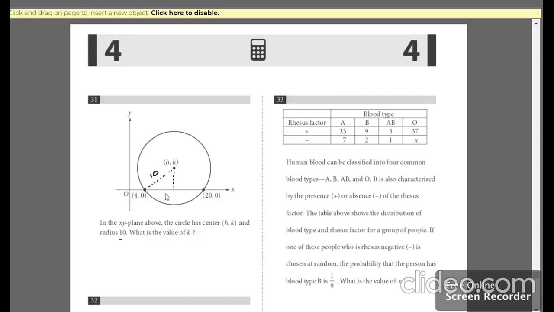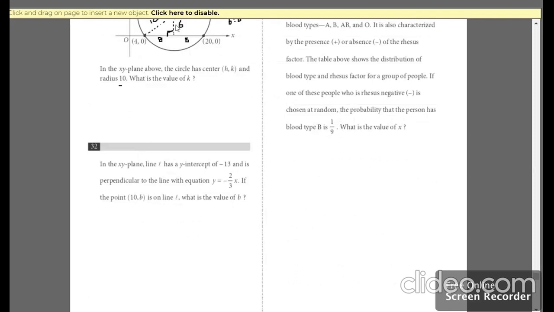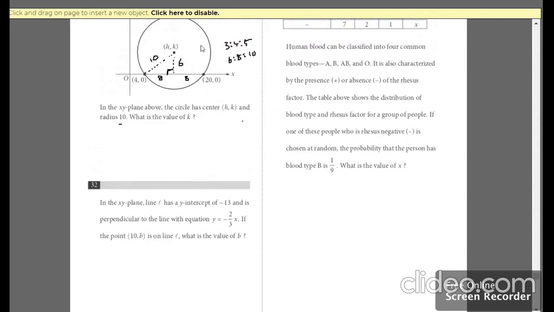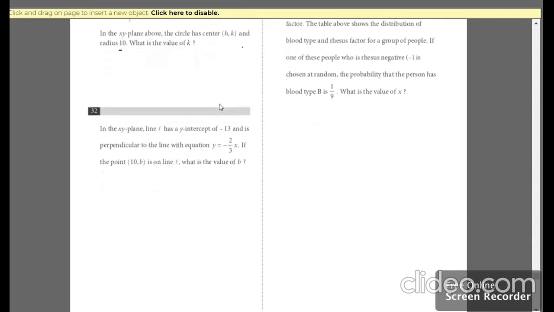It means from here to here it's 8, and from here to here it's going to be symmetrical, and a line from the center to the chord is going to give us a perpendicular, 90 degrees. So we know 3, 4, 5 is the same as 6, 8, 10. This is the triangle that we have. So with 8 and 10, this is going to give me 6. So the value of k over there on the top would be 6. That is our answer. Moving on to question number 32.